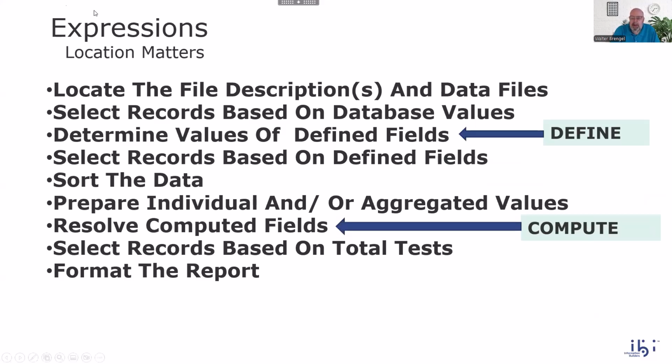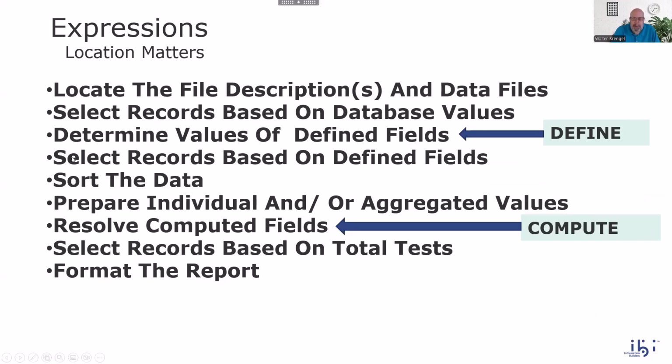So notice we're going to locate the file descriptions and the data files. First step when you run a procedure, we're going to select the records based on database values. So as long as your filtering is done on database values, we may keep the record at this point, or we may just throw it out.